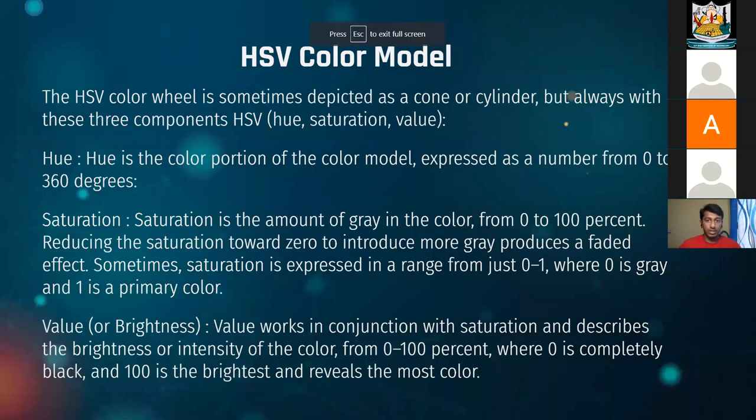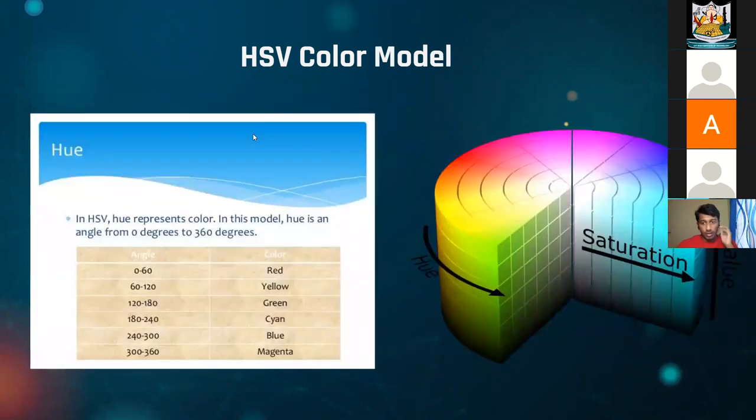This is also a pretty interesting and useful model for OpenCV images. I'll tell you how it is used. As you saw in RGB, it has an R value, a G value, and a B value for every pixel. Similarly, HSV has three values: a hue value, a saturation value, and a value value. So what are these three things? Hue is the color portion of the color model. So this is the color model.